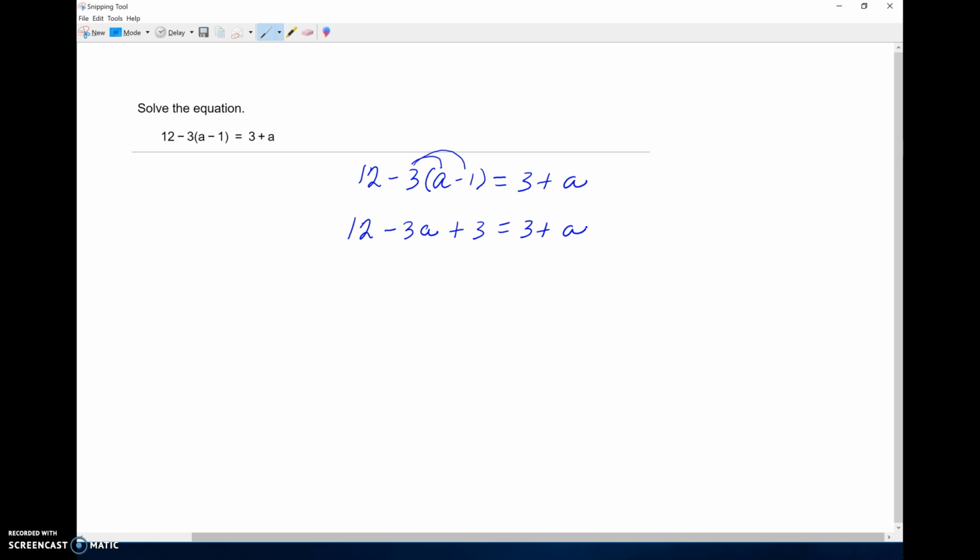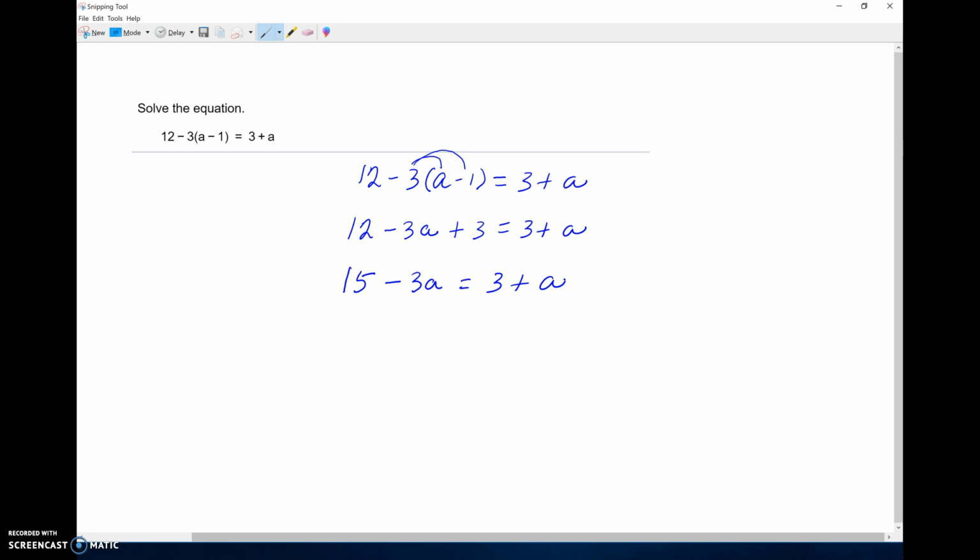You look at the right side and you look at the left side and you decide, can I simplify? And if you look on the left side, you can simplify. You can combine the 12 and the 3. So you have 12 plus 3, which is 15, minus 3a is equal to 3 plus a.